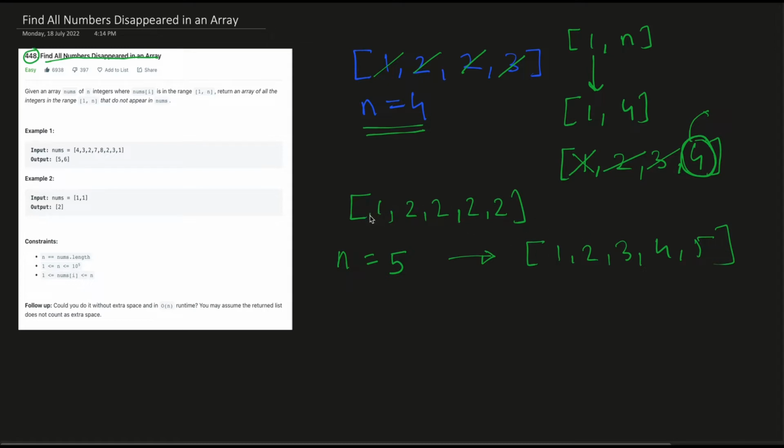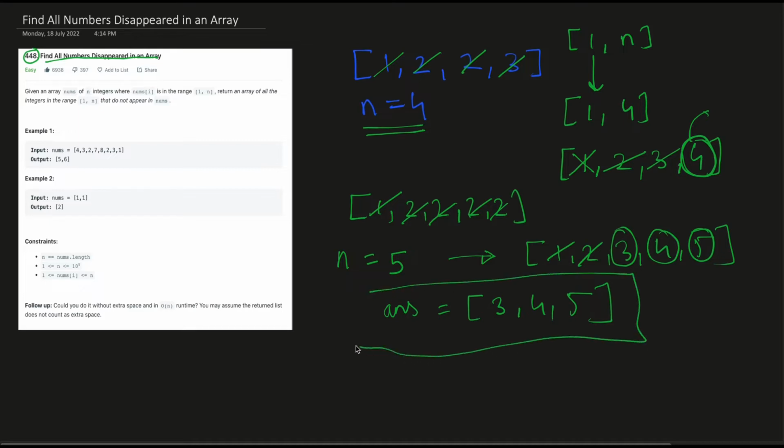So in this case, 1 is present, 2 is also present, and is 3 present? No, 3 is not present. Is 4 present? No. Is 5 present? No. So what will be our answer? Our answer will be 3, 4 and 5. Now let's talk about the approach that we will be using to solve this problem.